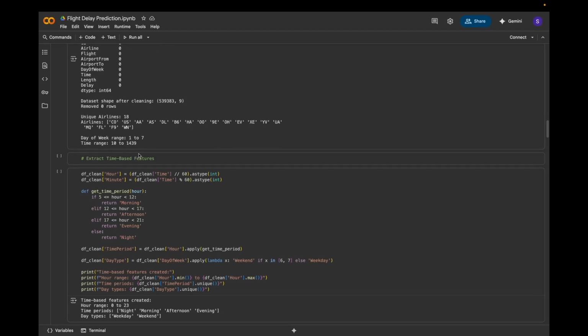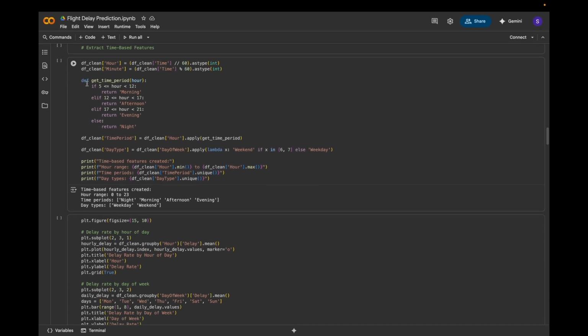Then we move on to extract time-based features. So we have df_clean hours equal to df_clean.time divided by 60 as type int, and all the way to df_clean minute is equal to df.time modulo 60 as type int. Basically what this block of code does is convert the time into an hour and a minute component.